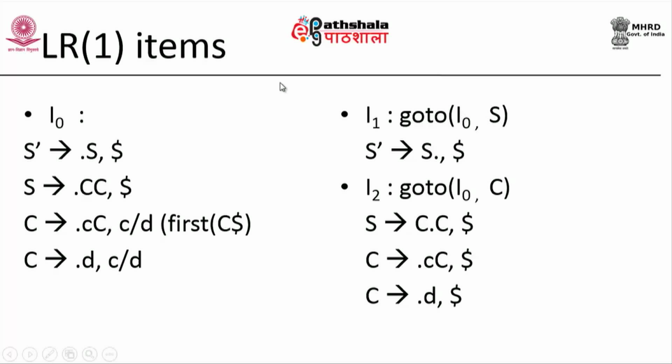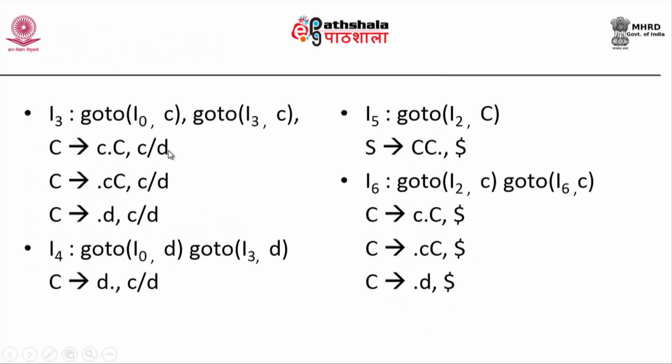Again, I compute goto of I0 comma S, which is I1, S' produces S dot, comma dollar. I2 will be goto of I0 comma C, which means shifting the dot by one position to the right, getting the items of C. Again, here B is C, beta is epsilon, and a is dollar, so I have to add the items of C with dollar as the look ahead marker. There is no problem so far. I3 is the set we have already seen, goto of I0 comma c, and I4 is goto of I0 comma d, and goto of I2 comma C is I5, and so on.